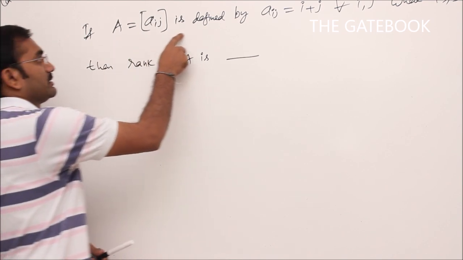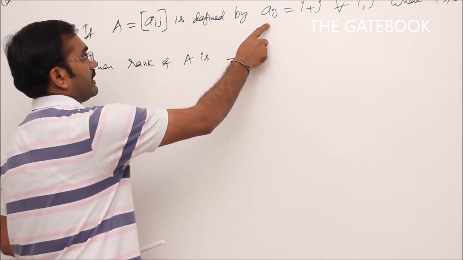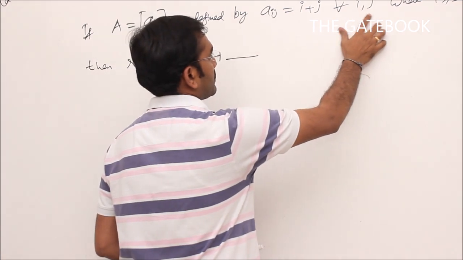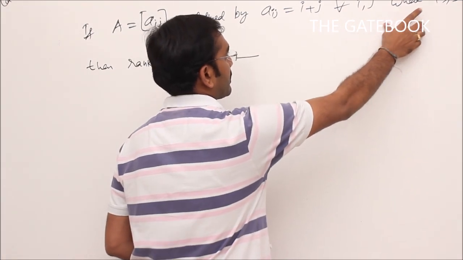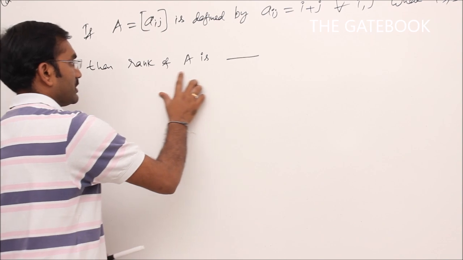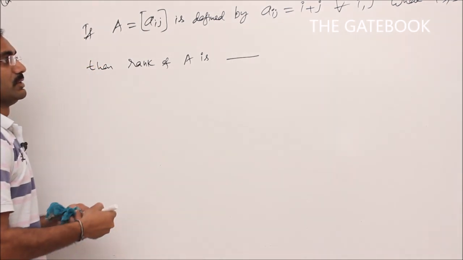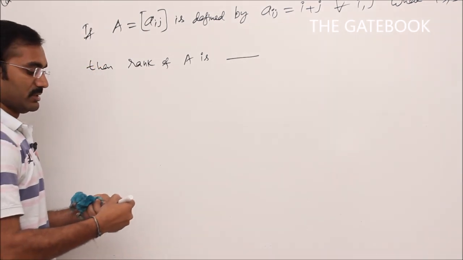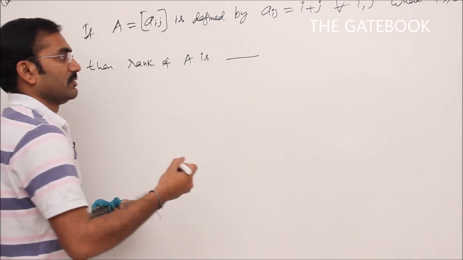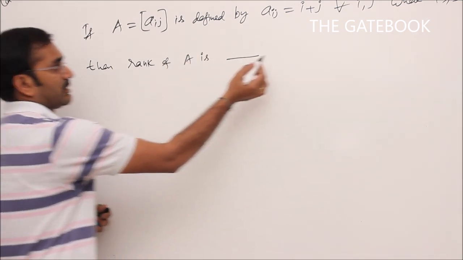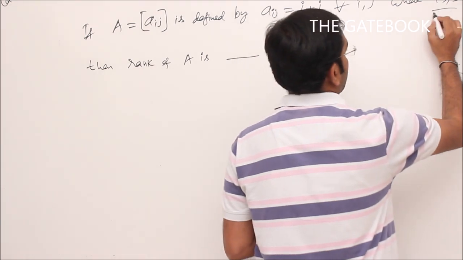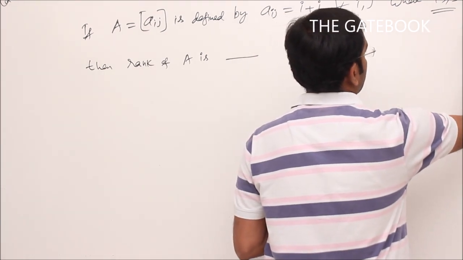If A is defined by Aij equal to i plus j for all i, j where i and j are greater than or equal to 3, in that case, what is the rank of matrix A? Same as the previous problem, it is better to take an example here: least value of i is 3, least value of j is 3.